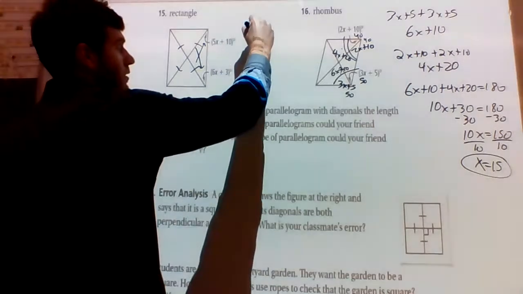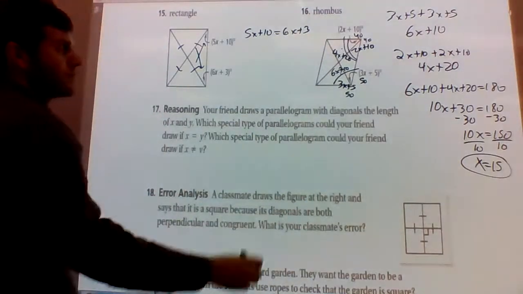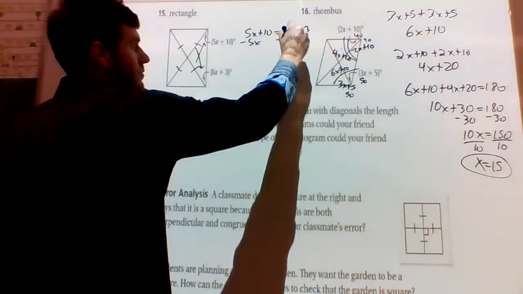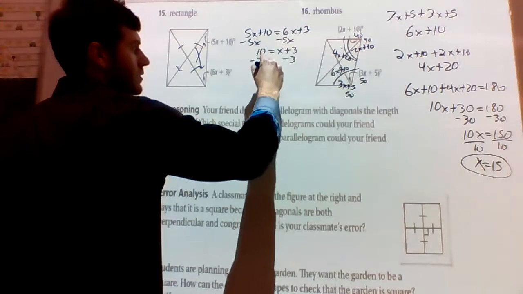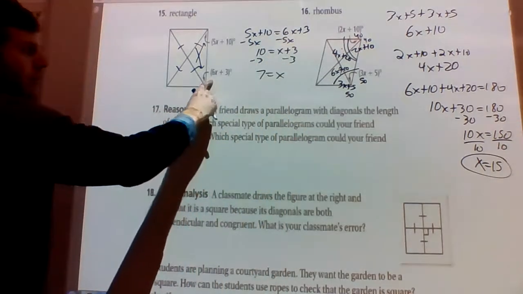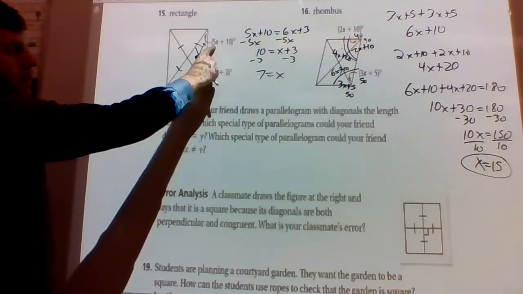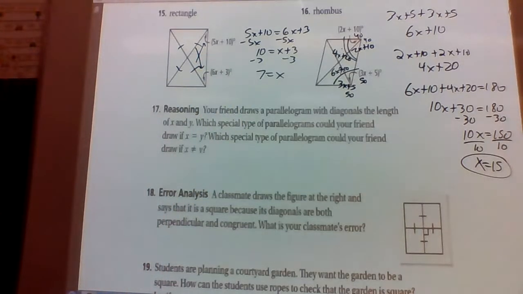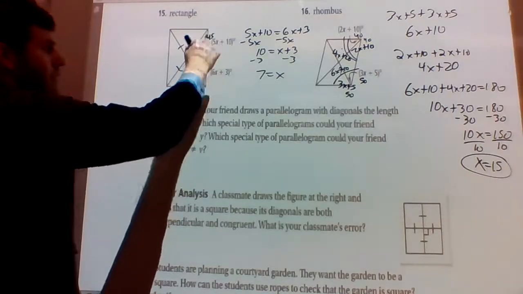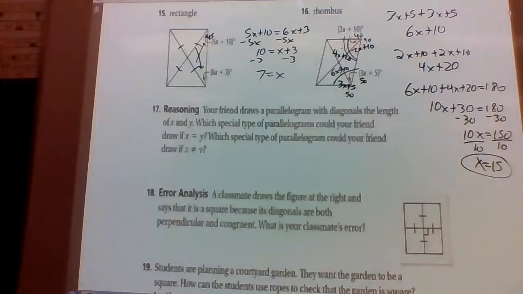So 5x plus 10 is going to equal 6x plus 3. Subtract 5x. 10 is going to equal x plus 3. 7 is going to be x. If we substitute it back in, 6 times 7 is 42. 42 plus 3 is 45. 5 times 7 is 35. 35 plus 10 is 45. So this is going to end up being a square, actually. Well, 45, 45, 45, 45, and these will all be 45.